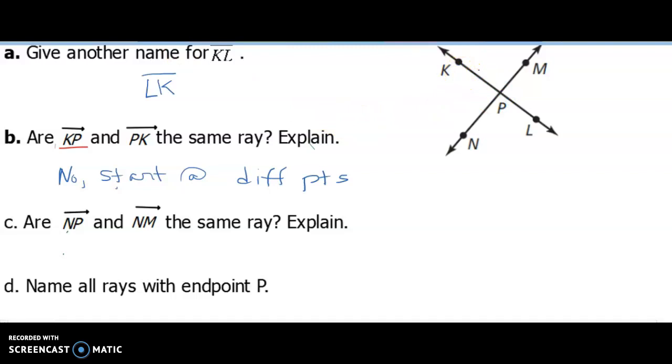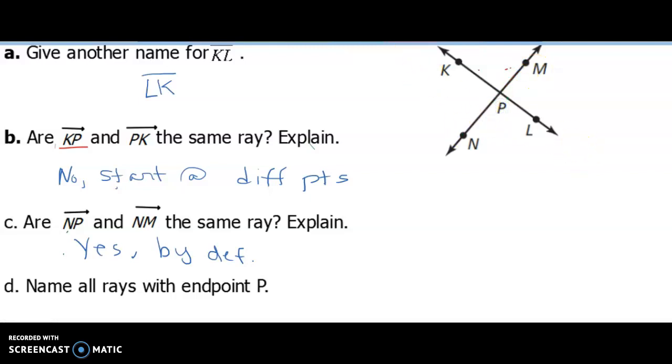All right, so part C says, are ray NP and ray NM the same ray? So ray NP starts at N, goes forever to P, and then ray NM starts at N and goes forever to M. Are they the same ray? Well, yes, because they start at the same point and they go off in the same exact direction. So I'm just going to put by definition, okay? Because the definition says they start at the same point and they go off forever in the same direction.